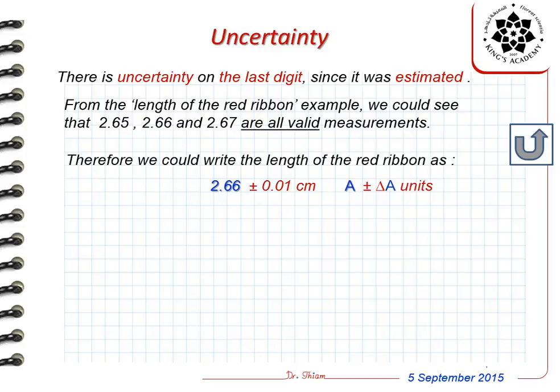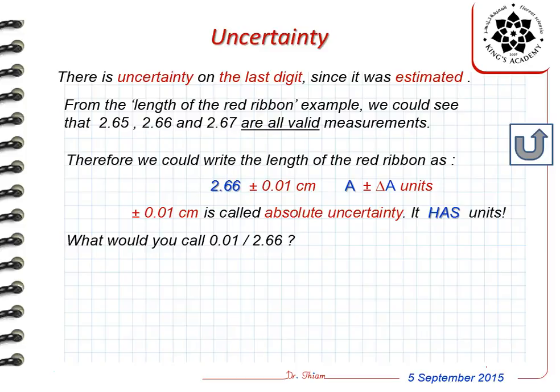This could be symbolized as A, which represents 2.66, plus or minus delta A, and delta A represents 0.01 centimeters. And notice the units. They are very important in this case, and we'll talk about that in a few seconds. Now 0.01 centimeters is called absolute uncertainty. It has units, always. Keep that in mind.